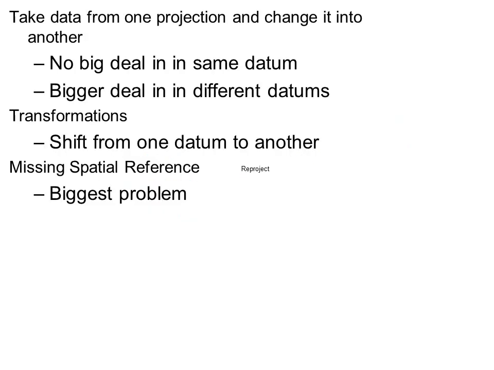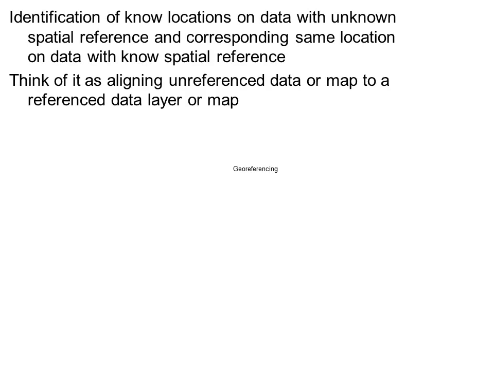So when you go from one projection to another, it's no big deal if everything's in the same datum. You just work back from the projection to the GCS and then into the new projection. It's more of a problem if you have different datums. Then you have to do a transformation and do the shift. A bigger problem is when you don't have your spatial reference. In other words, when the information the software needs to be able to read the coordinate system doesn't exist, that's a problem.